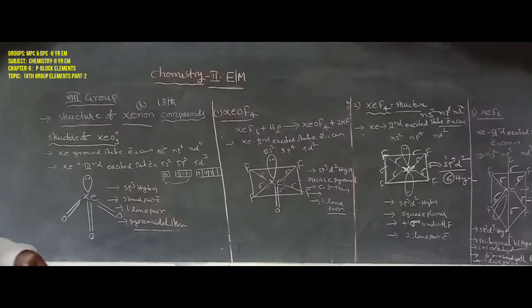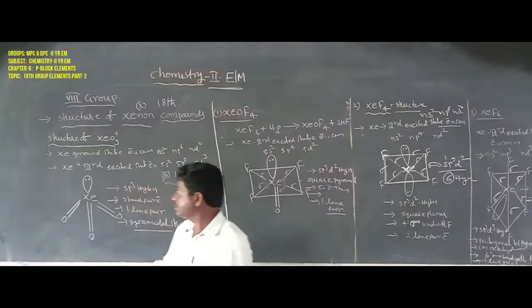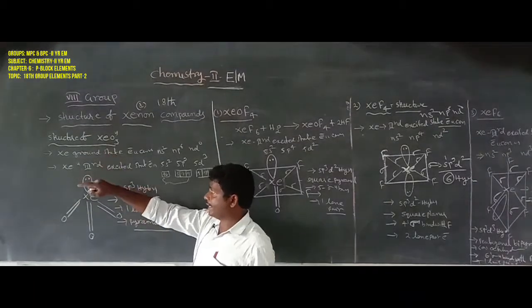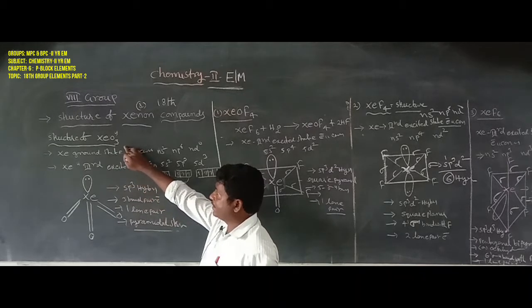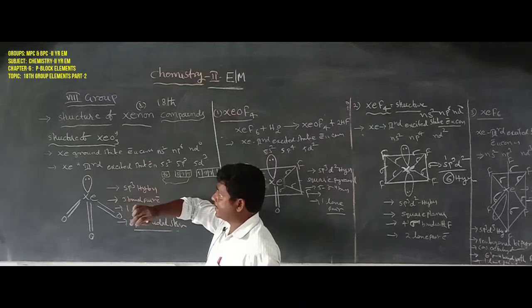Next, another one: the structure of xenon trioxide. In xenon trioxide, "tri" means 3. Here, xenon combines with oxygen to form xenon trioxide.